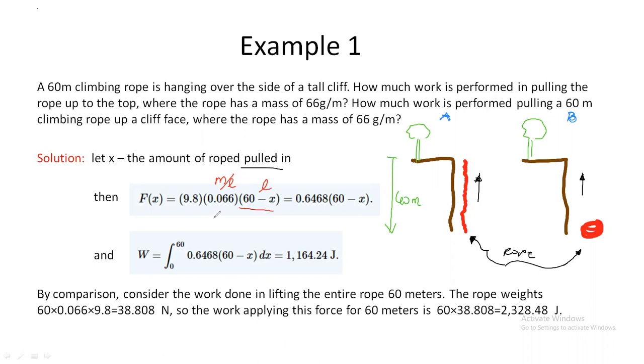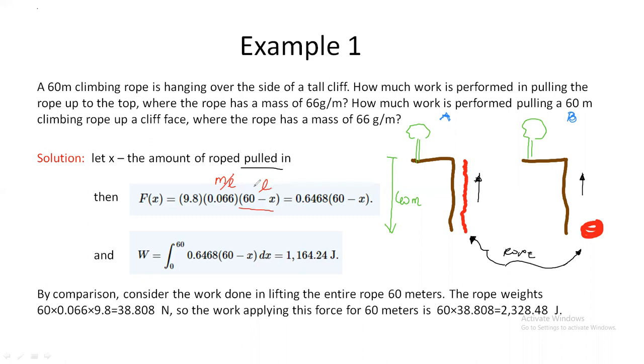Now, if you're wondering why this is 0.066, it's because your mass here class is in grams. If you want your units to all agree, that way you will have joules equivalent to Newton meter, your mass unit should be in kilograms. That was taught to you in physics. So that is why this 66 was converted to kilograms by dividing it by 1,000. So you could see that you already have here 0.066 kilogram per meter.